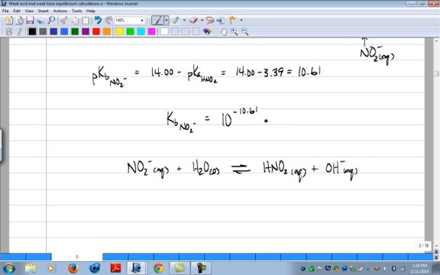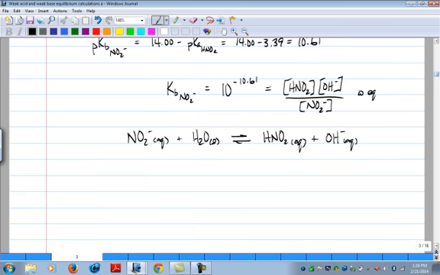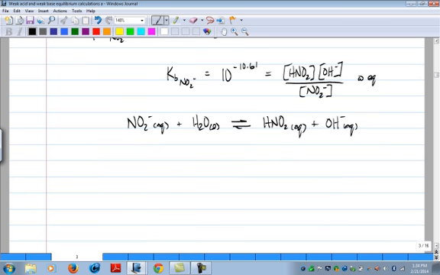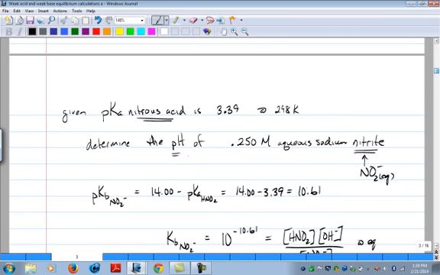So we'll put products over reactants to their coefficients. Nitrous acid, hydroxide, water doesn't show up, and nitrite. And again, that's at equilibrium. So this ratio is on the order of 1/10 billionth, so very, very, very weak base. But that's okay, it's going to generate an answer as far as the pH.